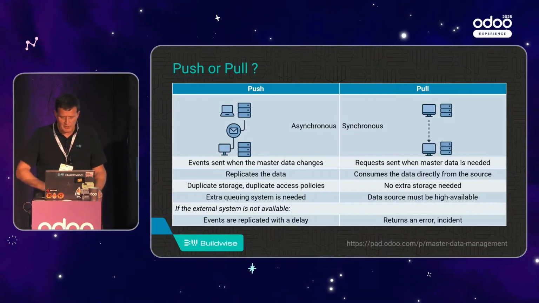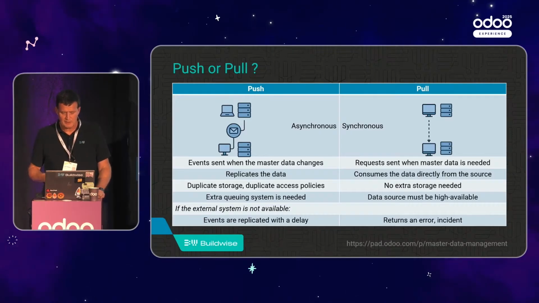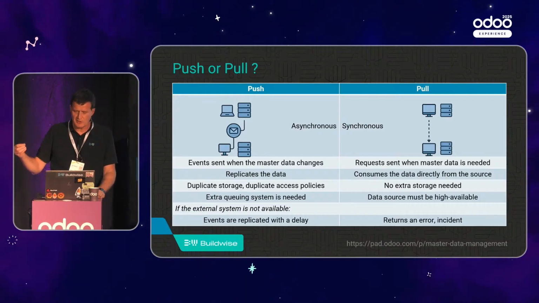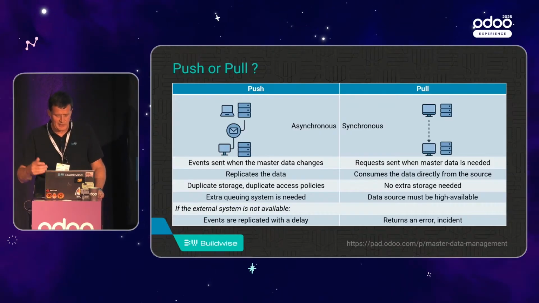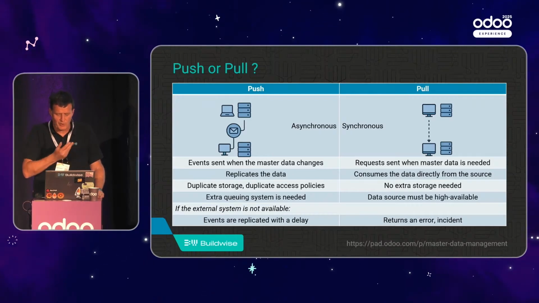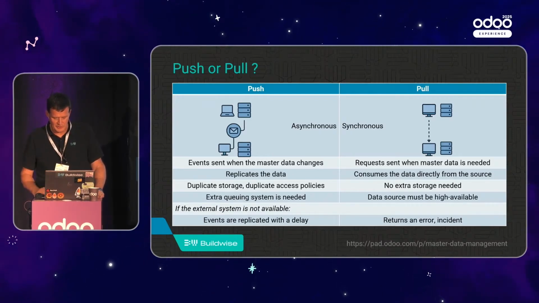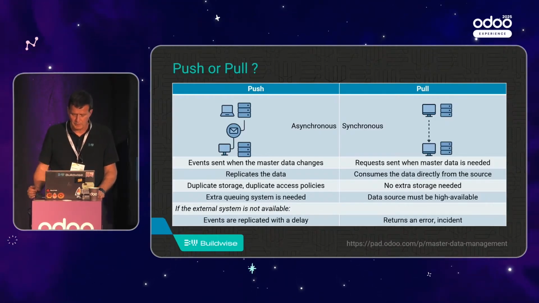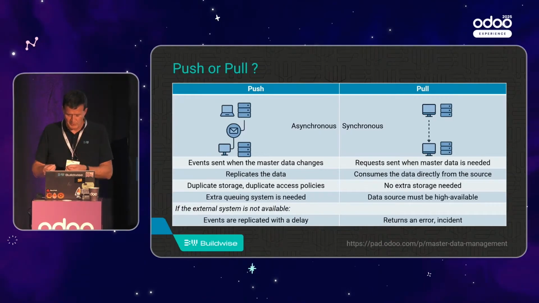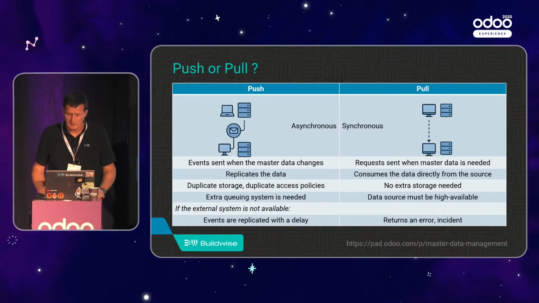So in the push option, you replicate the data. It means that you need additional storage in the systems that are consuming this master data. If you have only, let's say, 100,000 records, it might not be an issue. But if you have 100 million records, then it becomes a problem. It costs money. Then you need also an extra queuing system if you push, because when you send your event, this event must be distributed to potentially several systems.